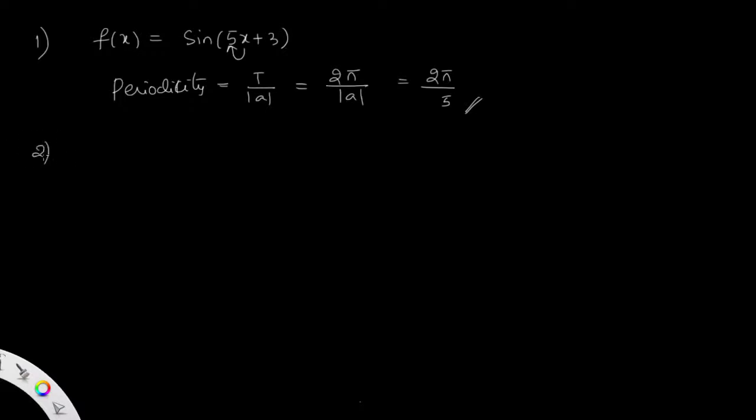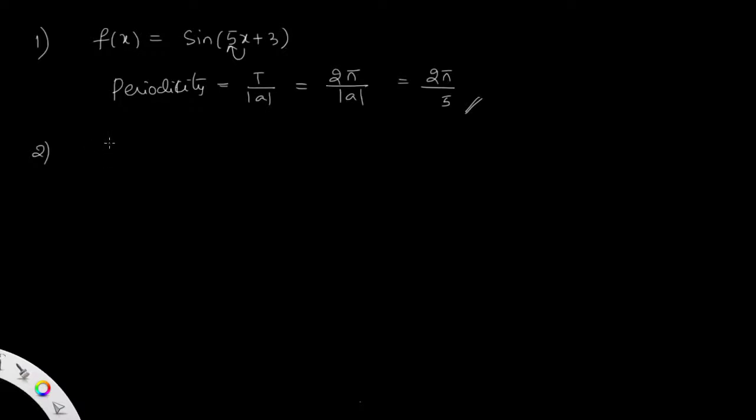That means every 2 pi by 5 units the graph will repeat over and over again, if the function is sine of 5x plus 3. If it is sine x, every 2 pi the graph repeats over and over again. But since we have sine of 5x plus 3, every 2 pi by 5 the graph will repeat.